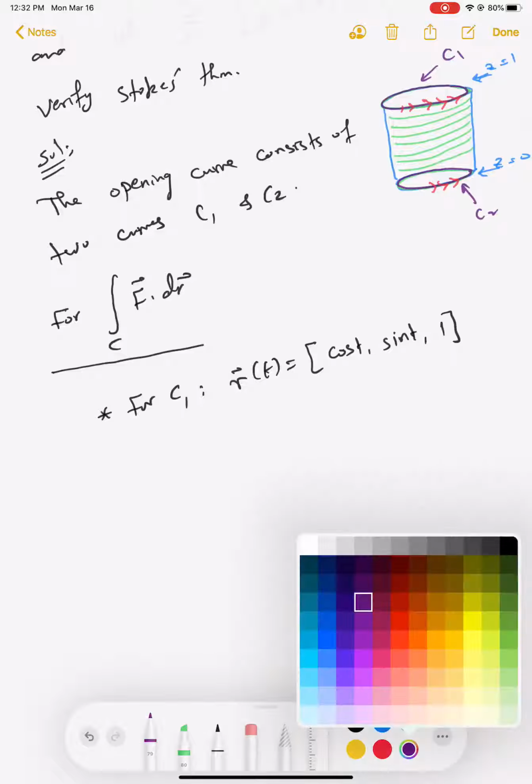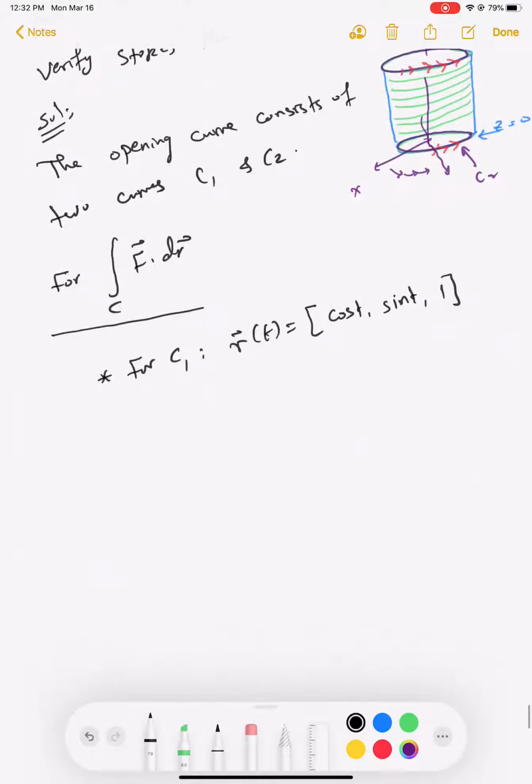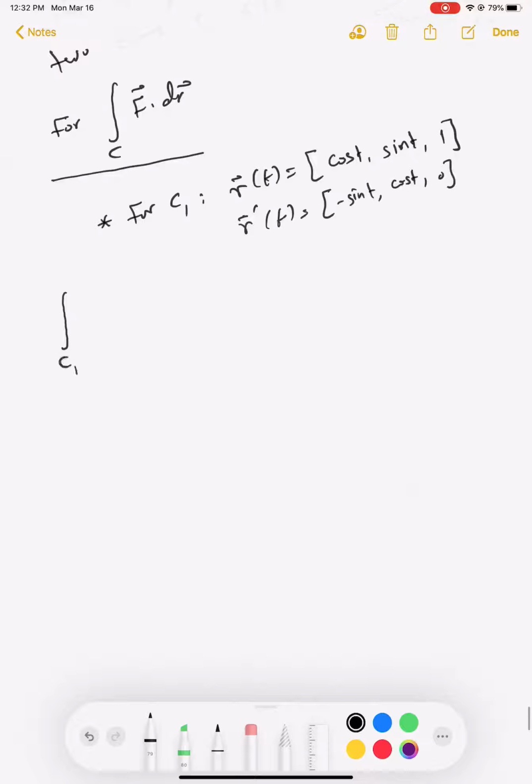Why is it this way? Because remember, if you're talking about the x, y, z axes, this parameterization gives you this orientation in the xy plane. Okay, but again, I'm not going to talk more about the orientation. We'll see it later, but let's do the computations. So in doing the curve integral, we need the derivative. So the curve integral over C1 is going to be the integral from 0 to 2 pi.